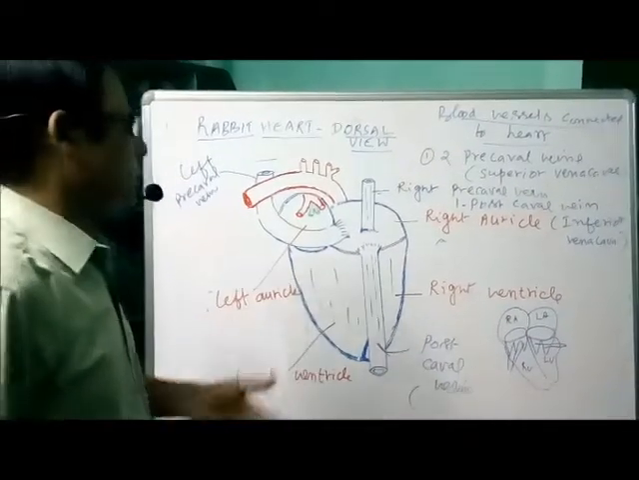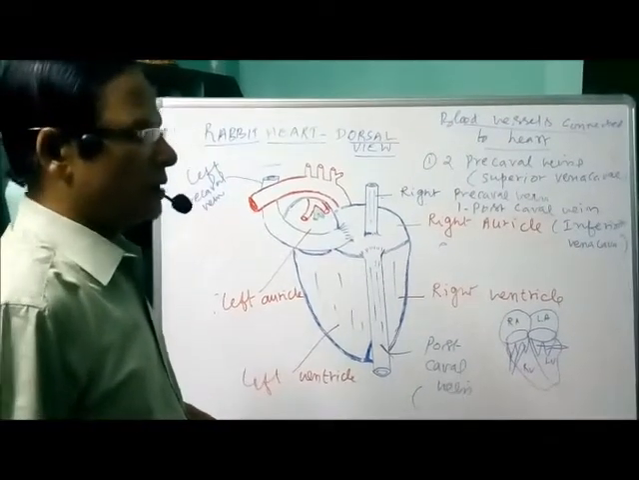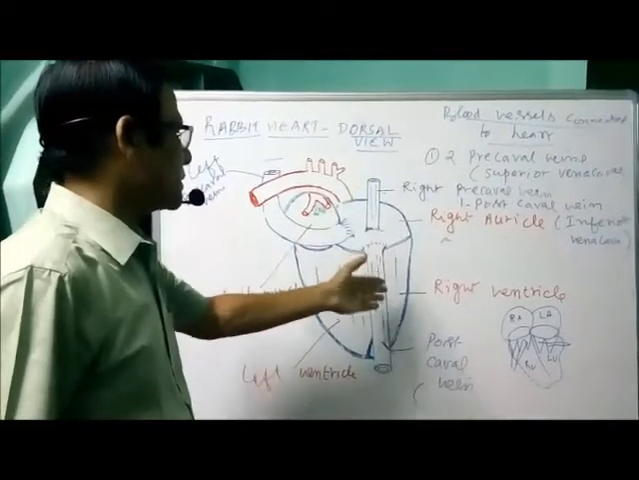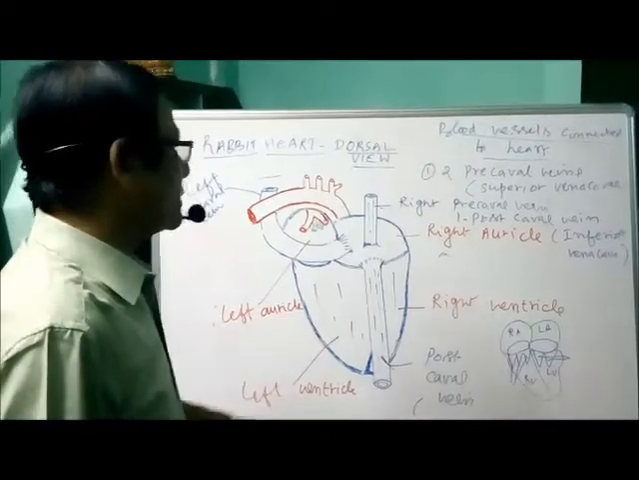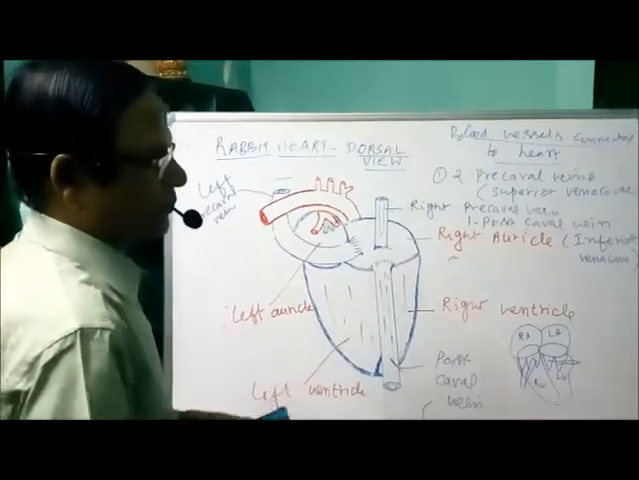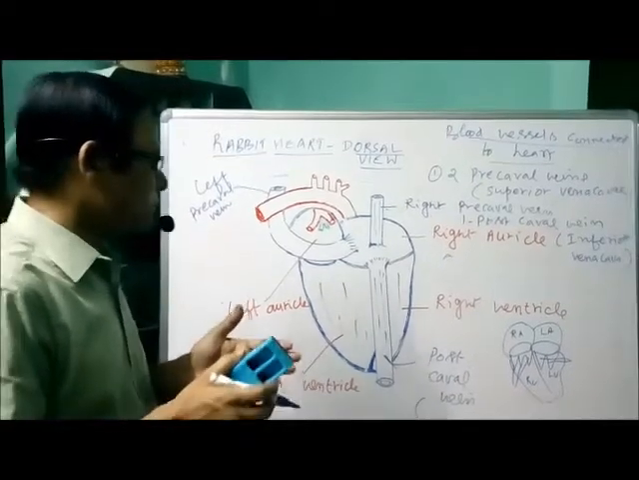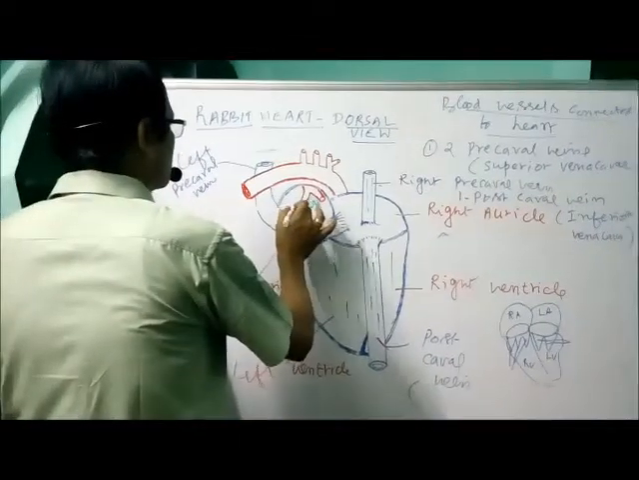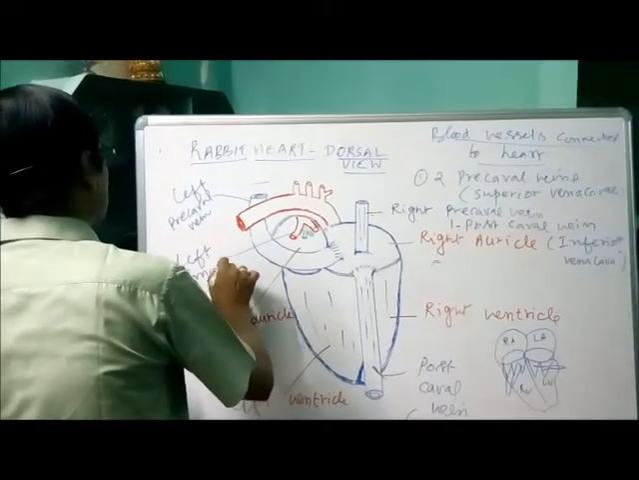Now, what are the other blood vessels? From the right ventricle arises a blood vessel, carrying impure blood, because the right auricle empties the blood into the right ventricle, which carries only the deoxygenated or impure blood. From the right ventricle arises a blood vessel, and that is called the pulmonary artery. The pulmonary artery divides into two branches, one to each lung. Now, this is the left pulmonary artery.